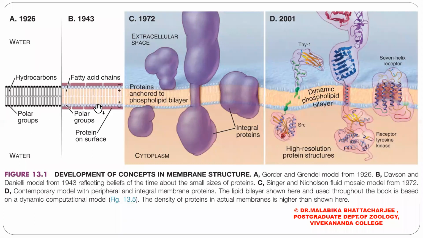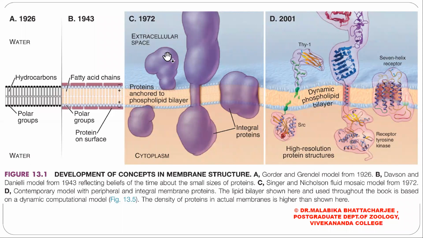Now, when we move on to 1943, that is the Davson and Danielli model. At that time, it reflected the belief that the proteins present in the membrane were smaller in size. You can see we have the lipid bilayer, and the proteins are present on the surface. So when Davson and Danielli proposed this model, they had this concept of peripheral proteins, that is proteins present on the surface of the plasma membrane, and they were small proteins. And we have the lipid bilayer, so that remains constant.